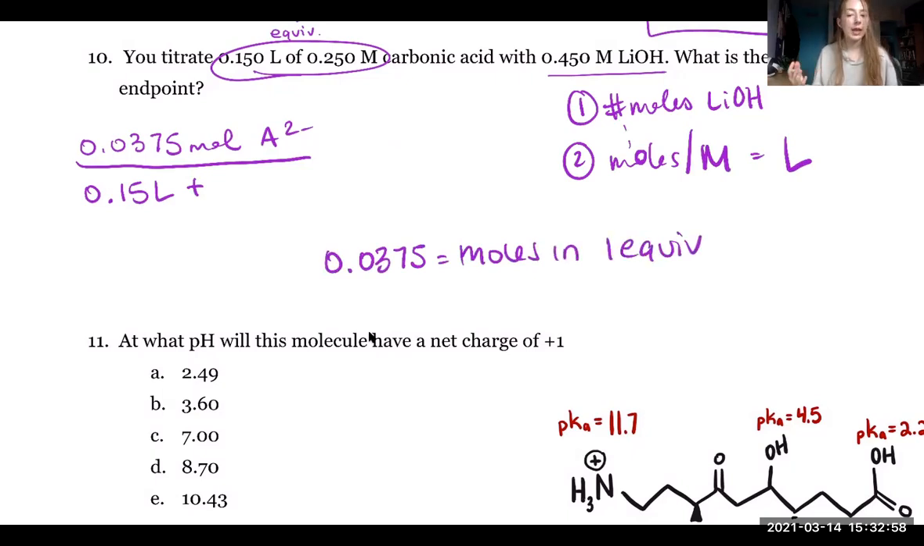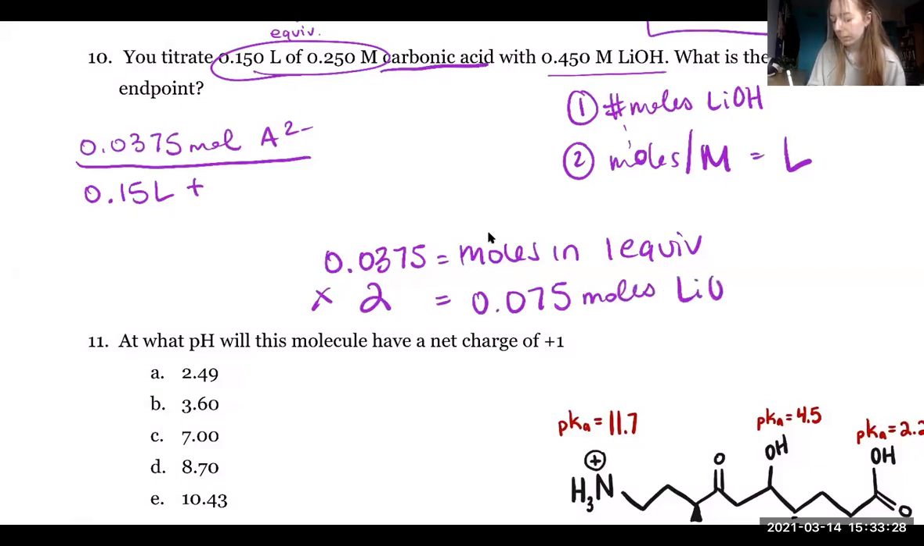And we know we reached the end point. And if we know anything about carbonic acid, we know it's a diprotic acid, right? And so what we need to do is multiply this number by 2, right? Because we need to go through 2 equivalence points to finish our titration. So when we multiply by 2, we'll get 0.075 moles of LiOH.